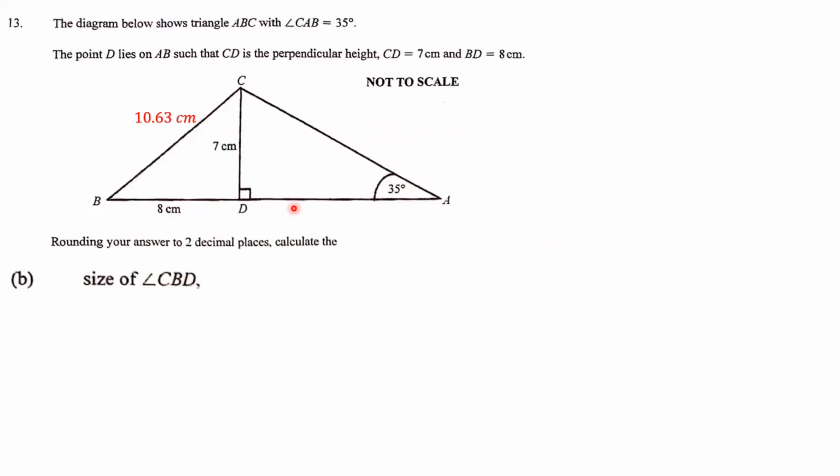Next, again, we know that the length of BC is 10.63. We want to figure out the size of angle CBD. Now, what is B? B is going to be equal to this angle. That's going to be angle B. And so we have CBD. That's going to be this. That's going to be the angle that we're looking for. And so we're really looking at this particular triangle right there.